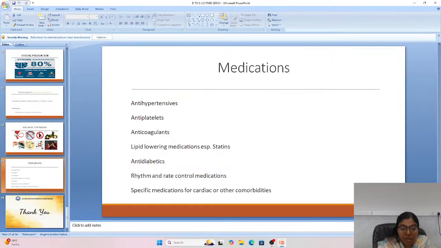These are the medications: antihypertensives, antiplatelets, anticoagulants, lipid-lowering medications, statins, anti-diabetics, rate and rhythm control medications, and specific medications for cardiac and other comorbidities. So the patient needs to understand that stroke is preventable, and these are the medications which can prevent stroke, and a little bit of lifestyle change can prevent stroke. Stroke has the highest global morbidity and mortality. So counseling of the patients is of utmost importance. Proper medication is utmost. Thank you.